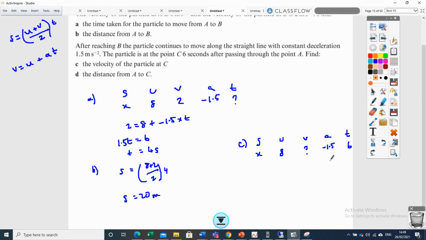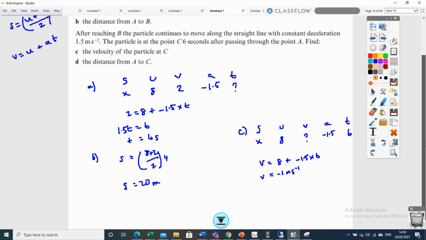Okay, here are my formulae. I'm trying to find out V, so it's got to be the second one. V is equal to 8 plus negative 1.5 times 6, which will be negative 9. So V will be equal to negative 1 meters per second. Now obviously negative 1 meters per second means it's moving back towards the initial point where it started from.